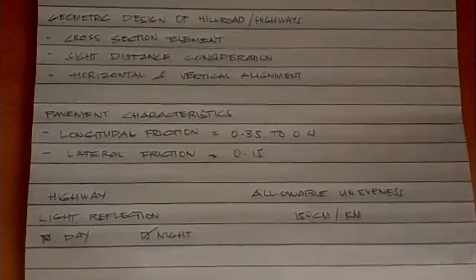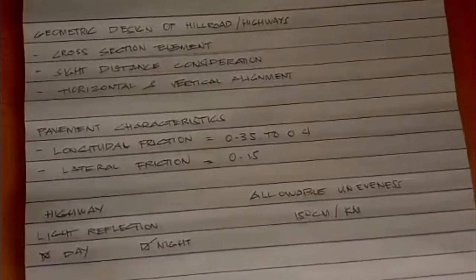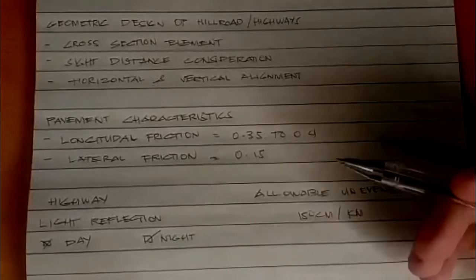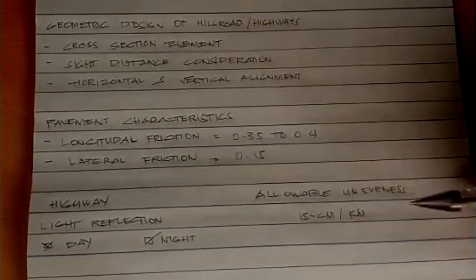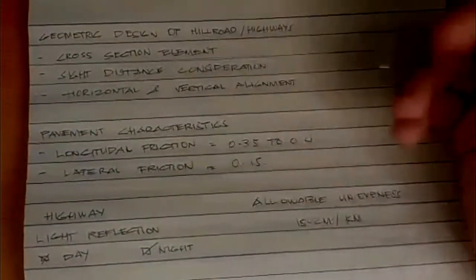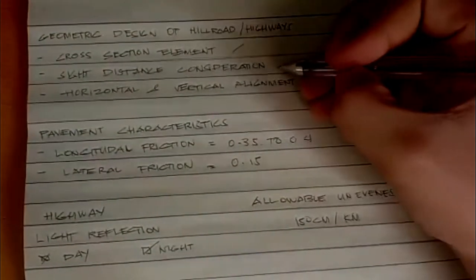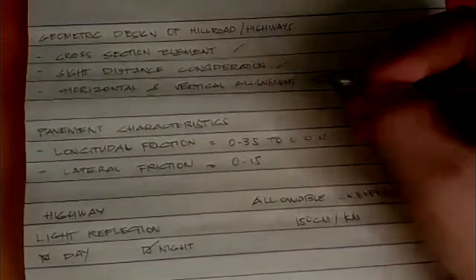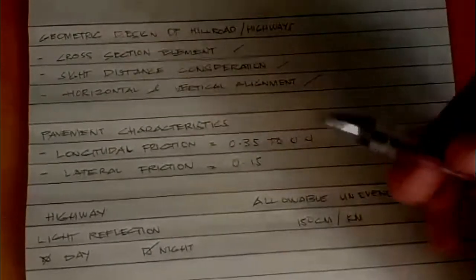But since our time is limited, I will only discuss the topics that are important in geometric design of hill road. So for the geometric design of hill roads/highways, cross-section element, sight distance consideration, and horizontal and vertical alignment are supposed to be designed.